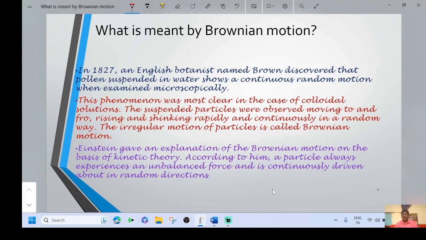Einstein gave an explanation of Brownian motion on the basis of kinetic theory. According to him, a particle always experiences an unbalanced force and is continuously driven about in random directions.